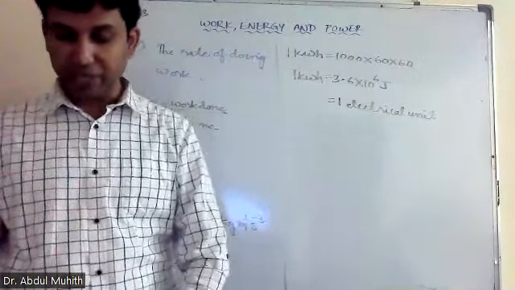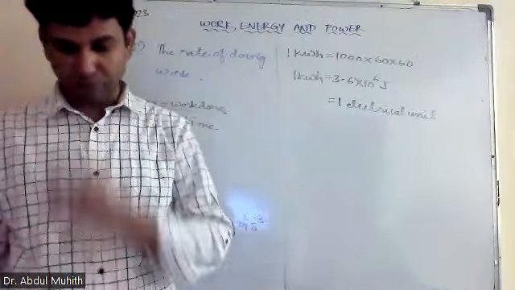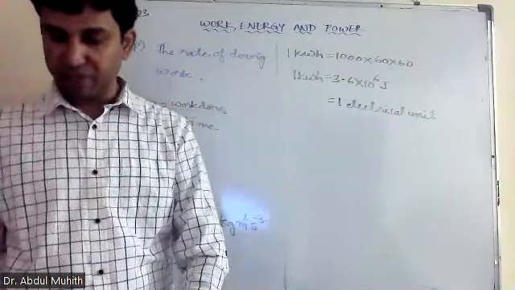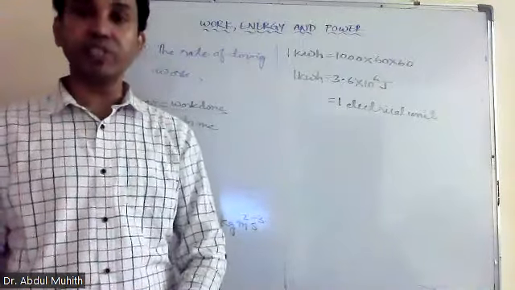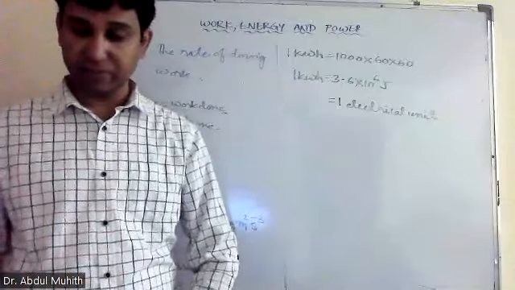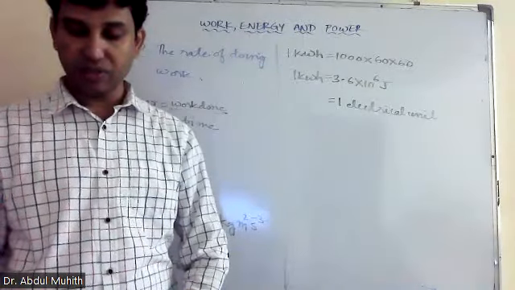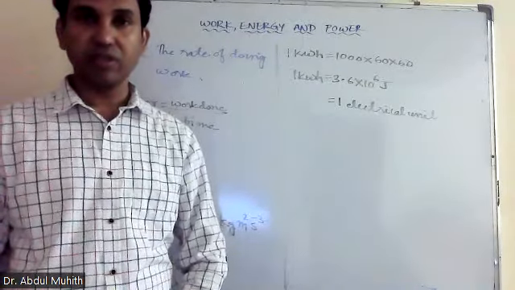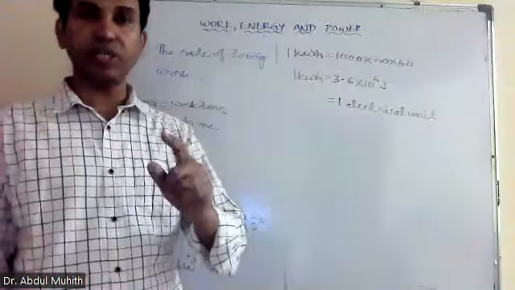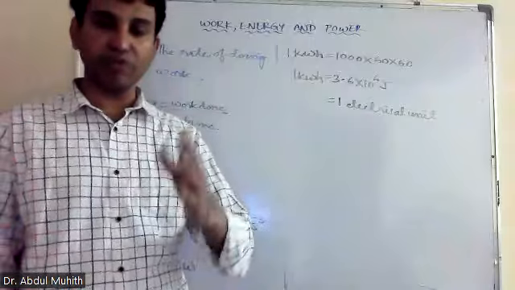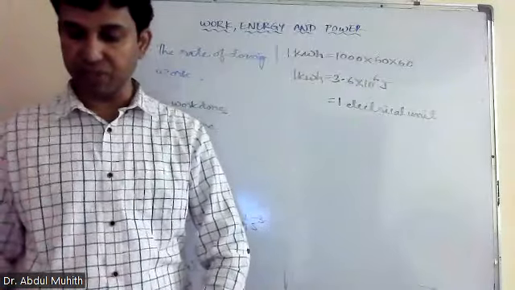So kinetic energy, the formula is half mv square. Next one. After that, we have the law of conservation of energy. Energy can neither be created nor destroyed, but can be transformed from one form to another. That is the law of conservation of energy.